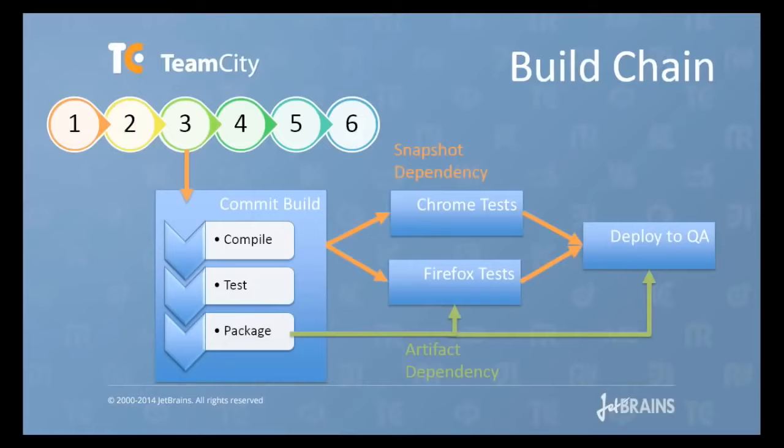The second thing they do is provide some ordering. With the artifact dependency, all three of the downstream builds, if you will, are dependent on the first part of our process, which is the commit build. So from that alone, we can't really know what order to run things through. But once we bring snapshot dependencies in, we can say, hey, the Chrome and Firefox tests in this case should run after the commit build. And then once both of those are done successfully, then we should do our deployment. So it gives us some ordering as well.